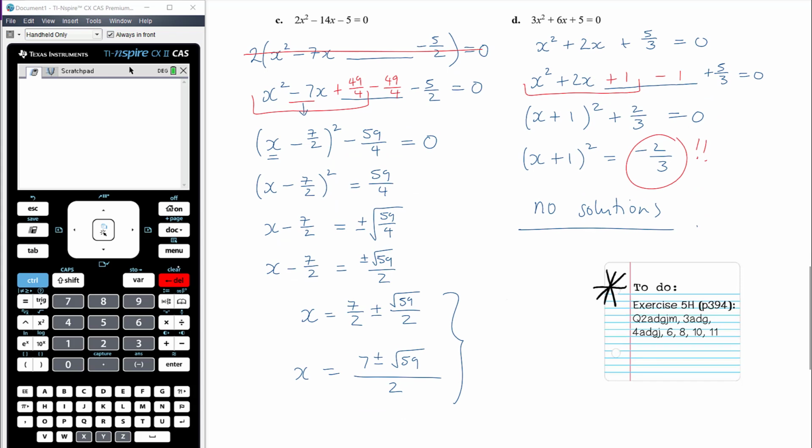Okay, so the work today is from exercise 5H, so solving quadratic equations that wouldn't factorise by instead using completing the square.